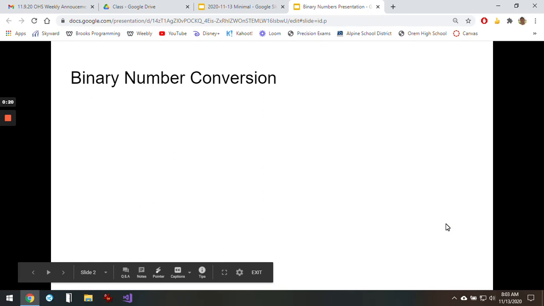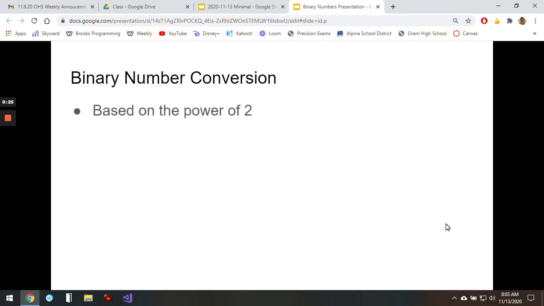All right. We're going to be talking about binary number conversion. You'll be tested on this. Binary, remember at the very beginning of the semester, we watched the little Tron video about the little bit, and it's either yes or no. Everything in the computer is based on the power of 2 because it's all based on the yes or no answer, on how computer memory works.